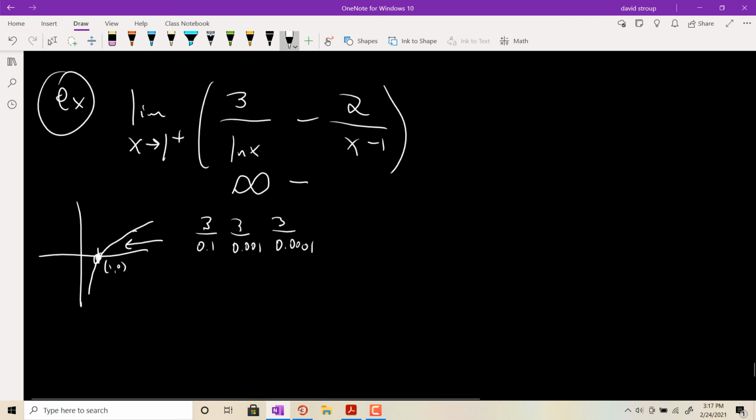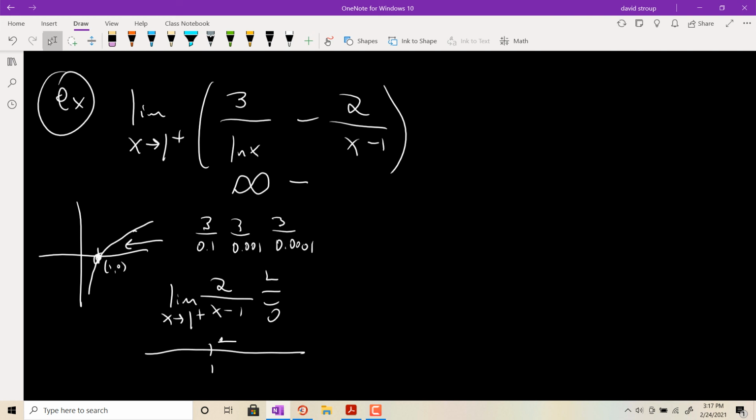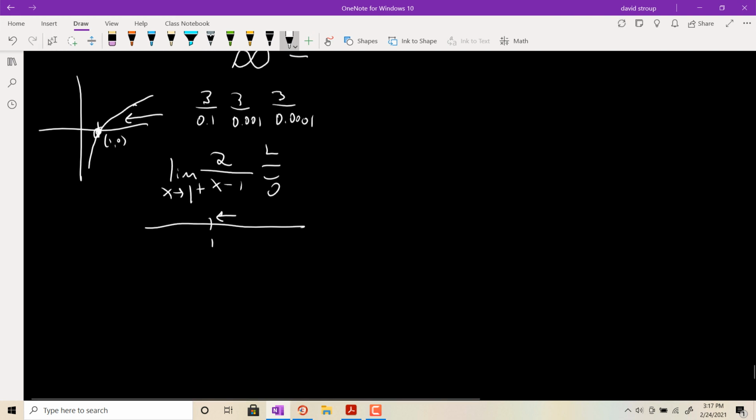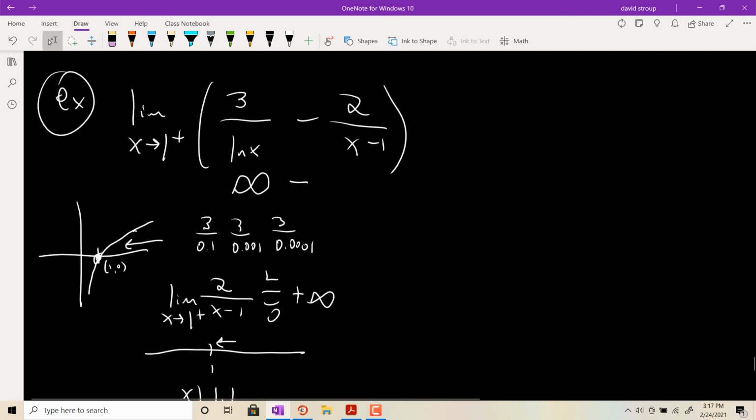So we have the limit of 2 all over x minus 1 as x goes to 1 from the right. So this, again, is L over 0. I just have to do a test value thing here, so 1 coming in from the right, and maybe do a little table to help me out. Something like 1.1, that'll be positive 2 all over 1.1 minus 1, which is positive. Positive over positive is positive infinity. So I have infinity minus infinity form.